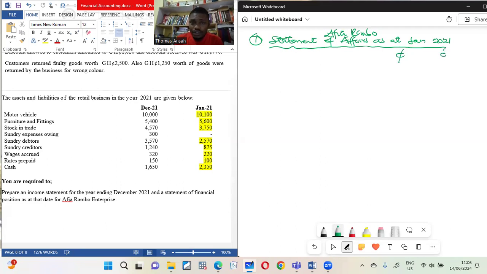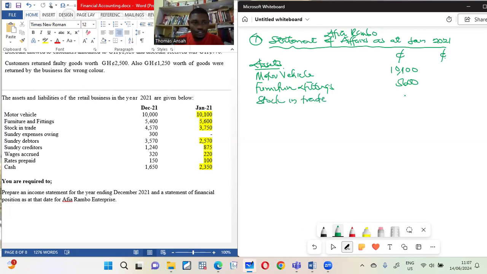So let's do that. We have our assets. What are our assets? We have motor vehicle, which is 10,100. This is the opening one. Then we have furniture and fittings, and that gives us 5,600. We have stock in trade.